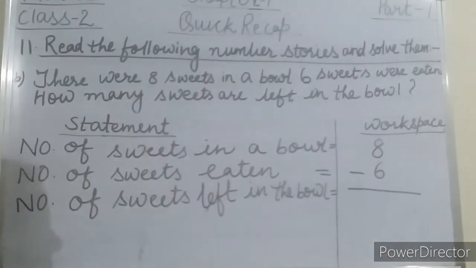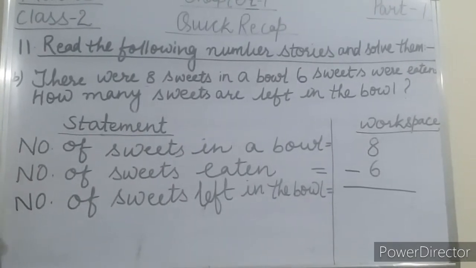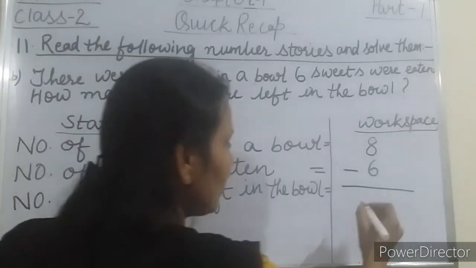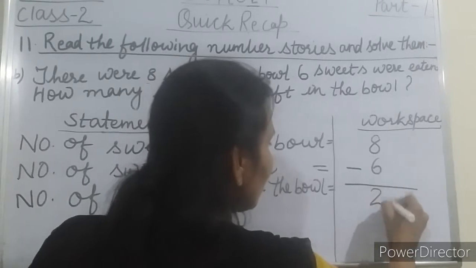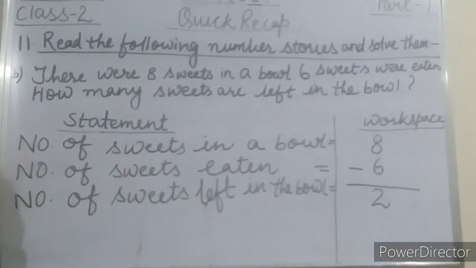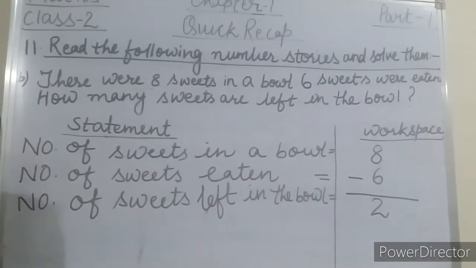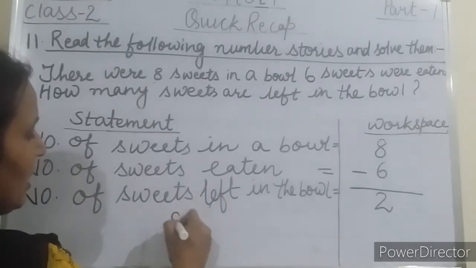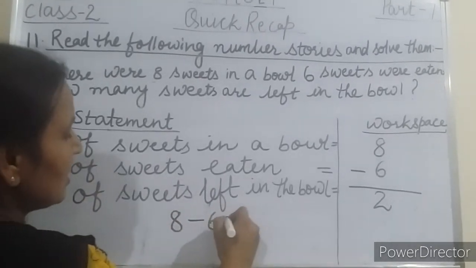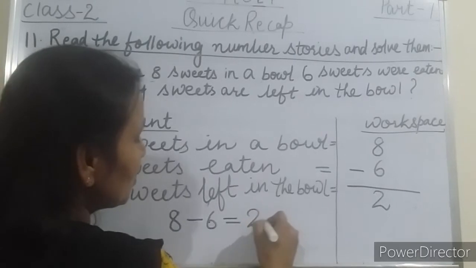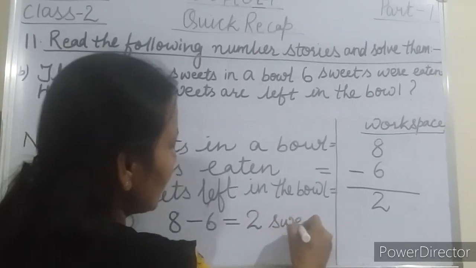So what do you have to do? Subtract, and 8 minus 6 will be, very good, 2. So number of sweets left in the bowl, 8 minus 6 is equal to 2 sweets.